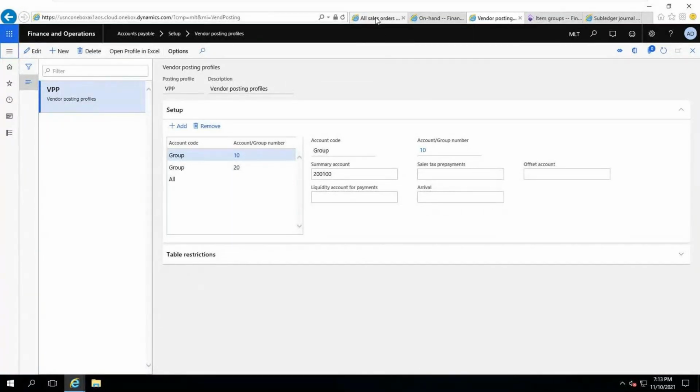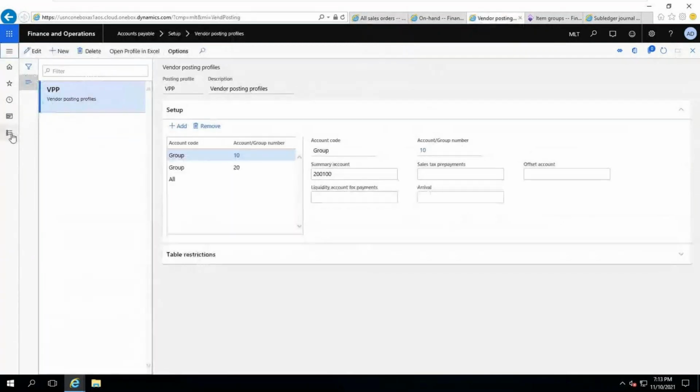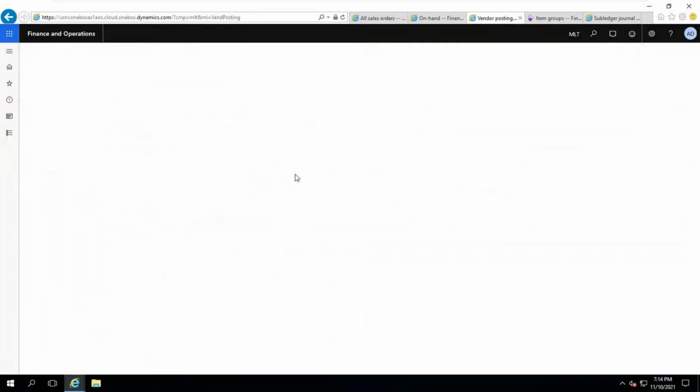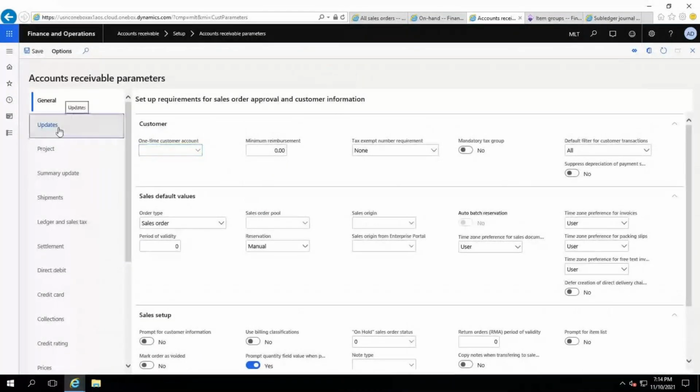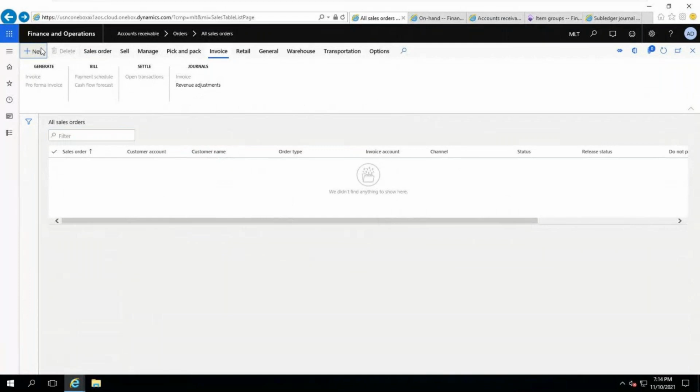Fine, now I'm creating a sales order. In this, I'm going to accounts receivable parameters. I have not enabled any checkbox. Look at this one. In the updates tab, I have not enabled the checkbox Post packing slip in ledger. This checkbox is not enabled. Now I am creating a sales order.